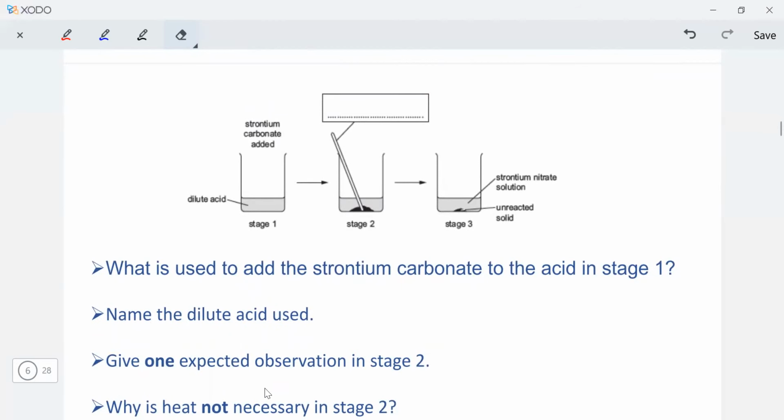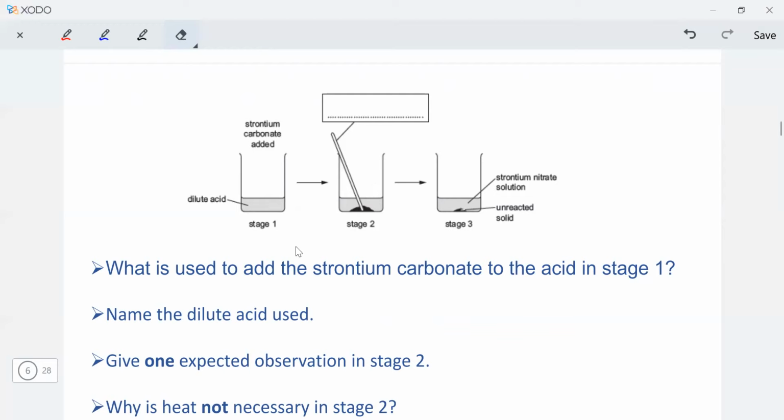Give one expected observation in stage 2. What am I adding? I'm adding a carbonate to an acid. So what is an observation here in stage number 2? When I have excess, what will happen? The fizzing will stop. When you add a carbonate to an acid, you will observe fizzing. When you reach a stage where there's an excess, you'll find that fizzing or effervescence stops.